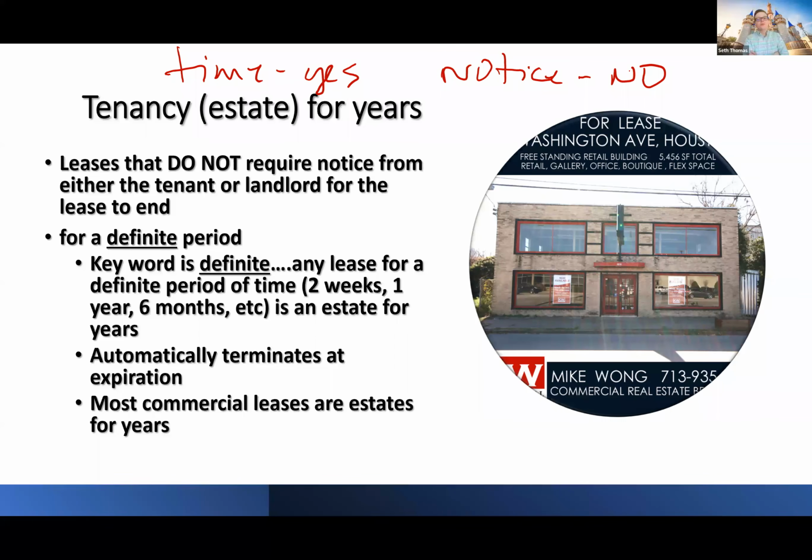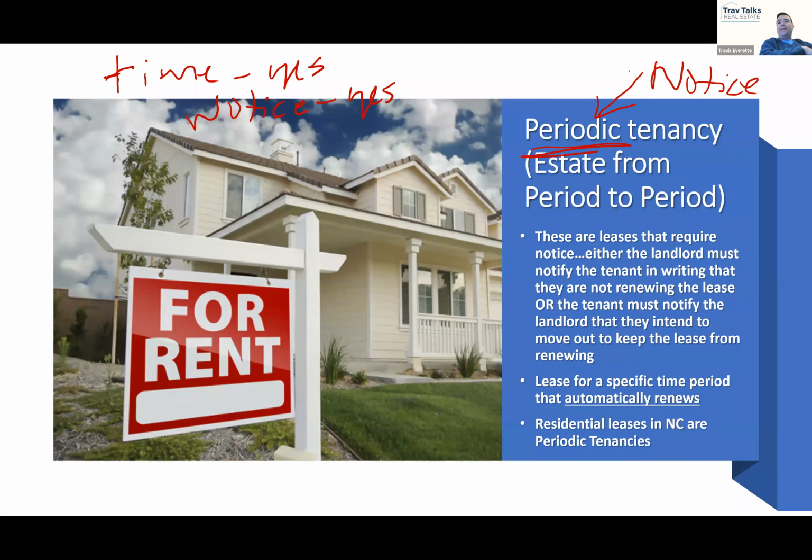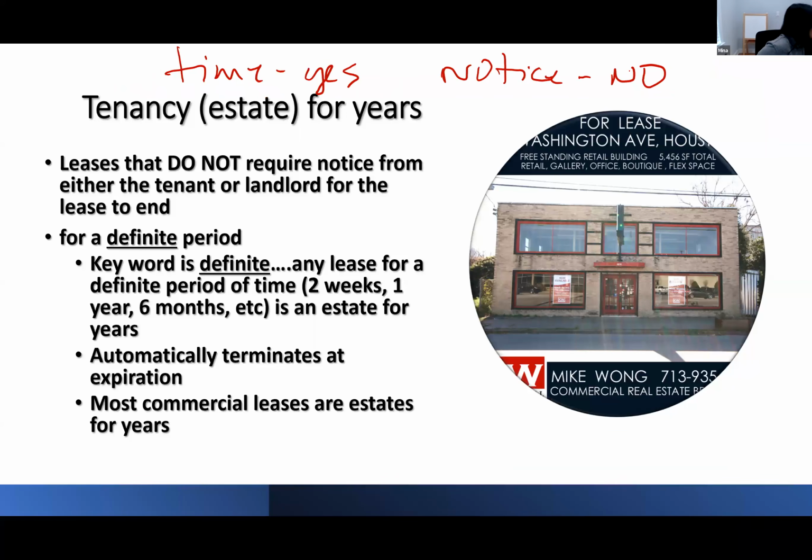Does that make sense? I do like this picture you have on there though, because it's also like a firm or a pizza shop or something like that. It's very commonly used in commercial real estate. Most residential leases are periodic in nature. Most commercial leases are estates for years.